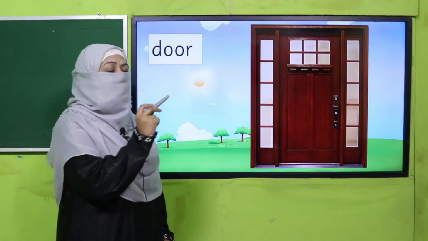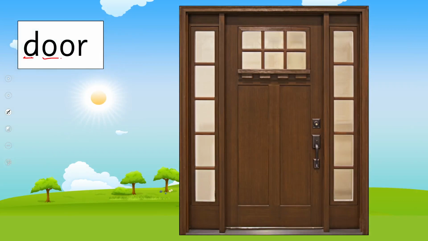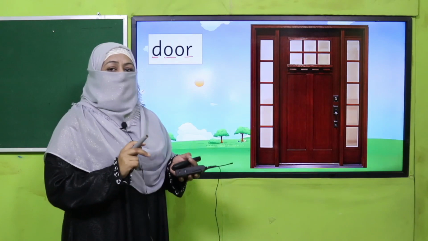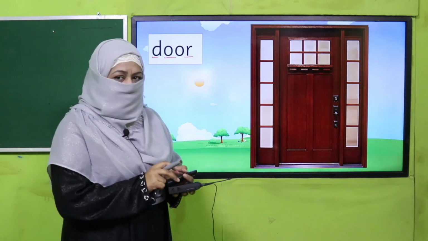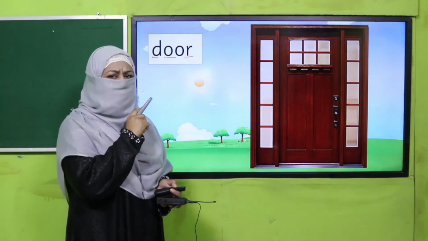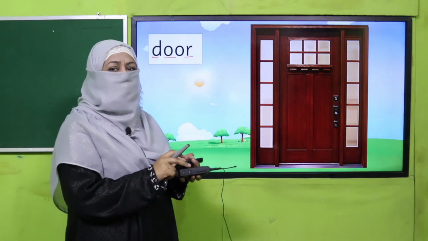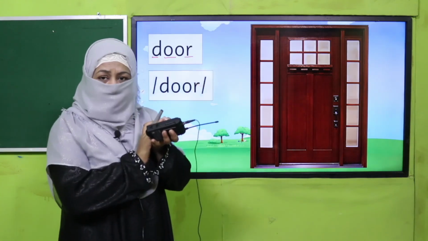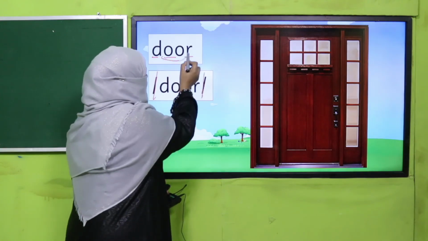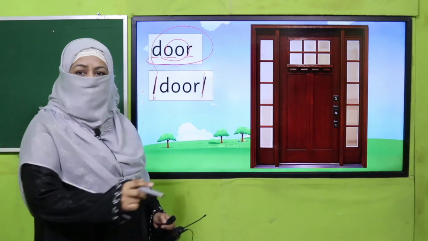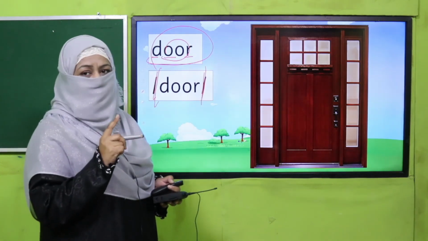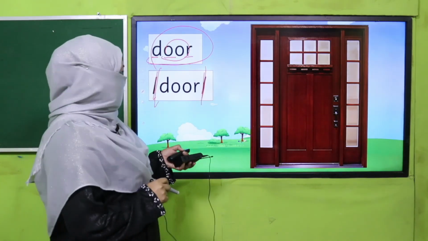Now you will look at the word carefully, spell it and say it. And when you say it, you will clap for its syllables. Okay, so how many vowel sounds? Let's first find out how many vowel sounds are there. 1. So how we'll pronounce this word? Door. How we'll say it? Door. So it's one syllable word because it's one vowel sound, and one vowel sound makes one syllable. So this word is one syllable word. Are you clear? Okay, let's practice more.